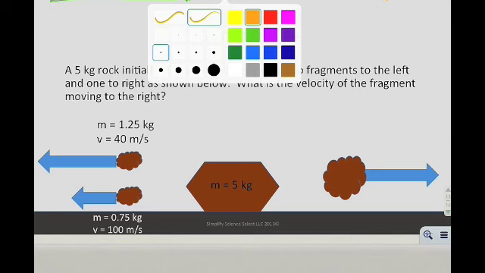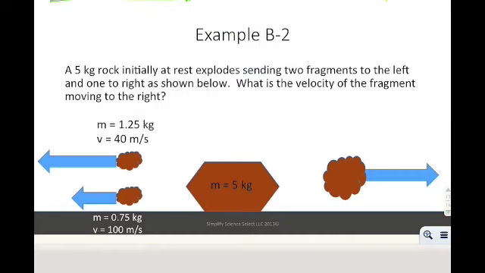In this one, it says a rock is initially at rest and explodes, sending 2 fragments to the left and 1 to the right as shown. What is the velocity of the fragment moving to the right?